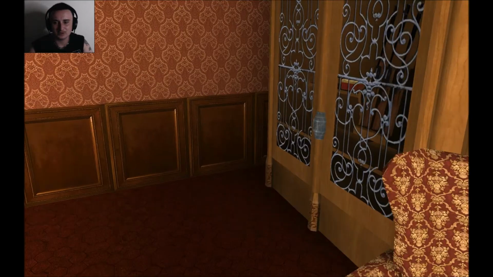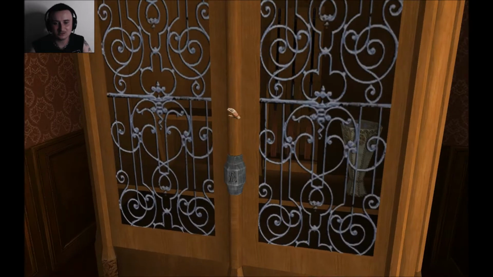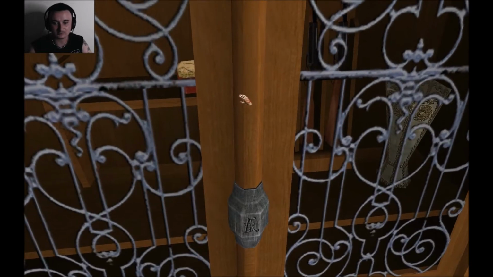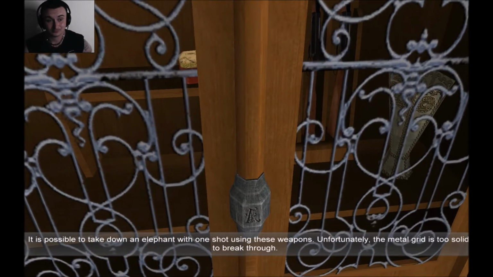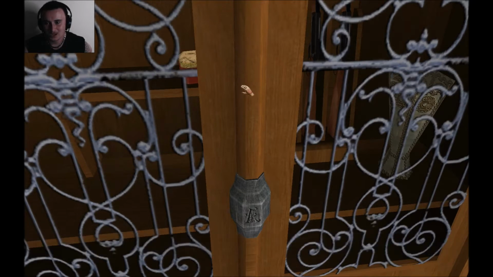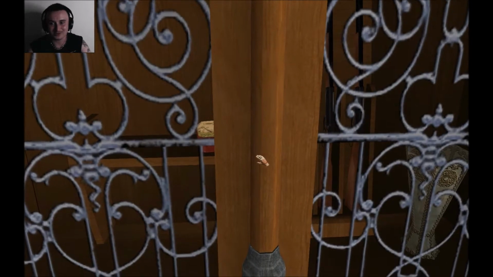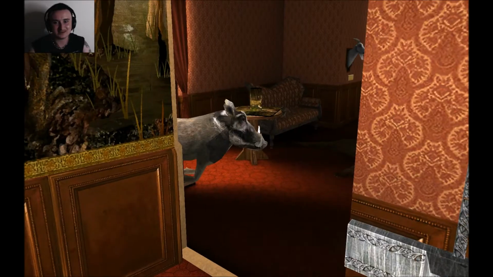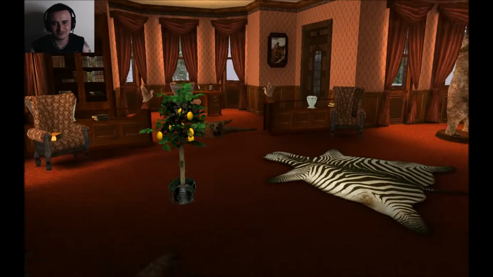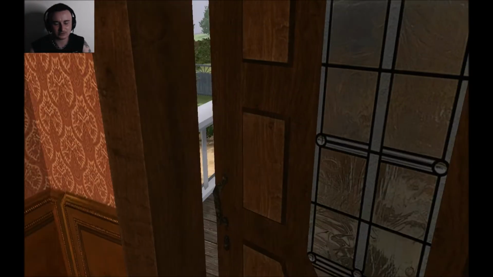There we go. There's a shelf here with guns inside with a strange opening mechanism. It is possible to take down an elephant with one shot using these weapons. Unfortunately, the metal grid is too solid to break through. I wouldn't exactly say take down an elephant with one shot with one of these, but I suppose I can't disprove it, so I'll believe you, but that's a bit incredible.